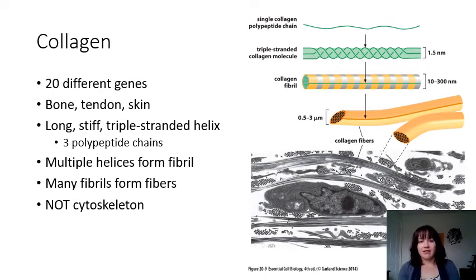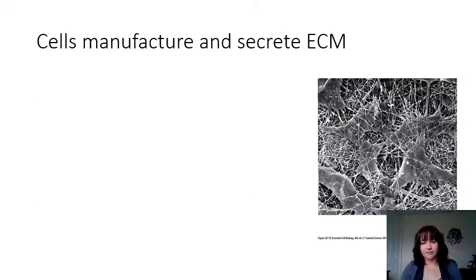One thing that is easy to mistake is that collagen is not cytoskeleton. It is not found inside the cell normally. Its function is outside the cell. It's made by cells, but its ultimate function is in the extracellular matrix. Here you can see some cells that are coated with this web of collagen.